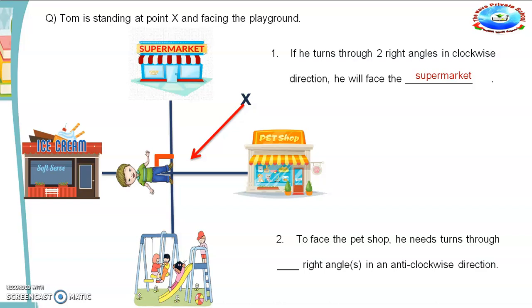This is the first right angle and through the anti-clockwise direction, after the first right angle turn, he will reach here. Now look at Tom. He is facing the pet shop. So to face the pet shop, how many right angles does he need to turn through? Only one right angle. In which direction? He turns in the anti-clockwise direction. So our answer is 1.